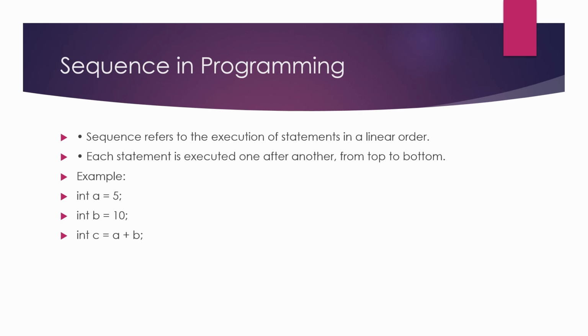First, let's talk about sequence. Sequence refers to the execution of instructions in a linear order, one after the other. Each line of code is executed in the order it appears, which is the most straightforward way of structuring a program. For example, when you assign values to variables, they are processed sequentially. Like in this example, int a equals 5, int b equals 10, and int c equals a plus b. This is a simple sequential flow.